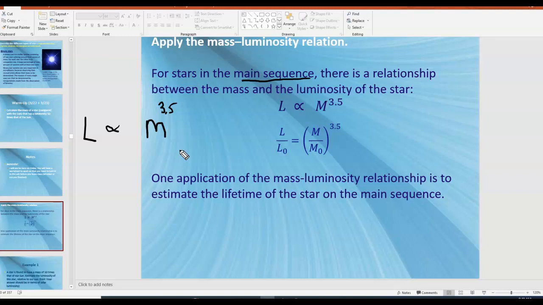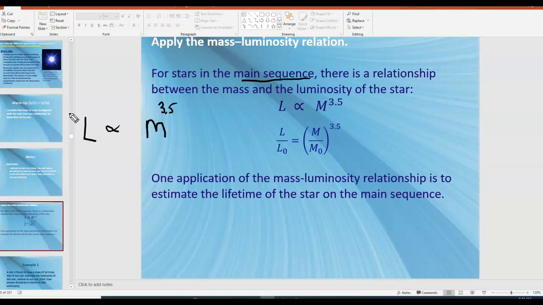You're never going to see problems with stars that are not main sequence stars. Okay, and so this basically tells us how the luminosity of a star is related to its mass. Now, it's very typical in most problems to be asked questions where you want to know the mass or luminosity in terms of the sun's, our sun's luminosity or mass.